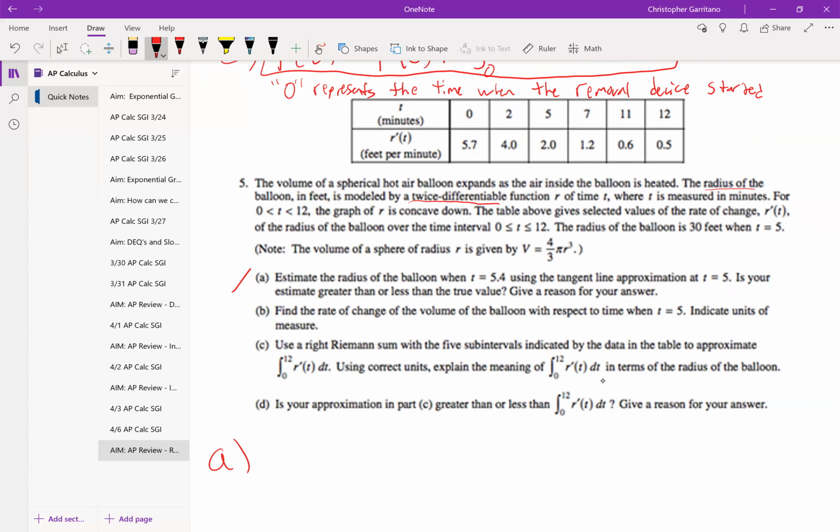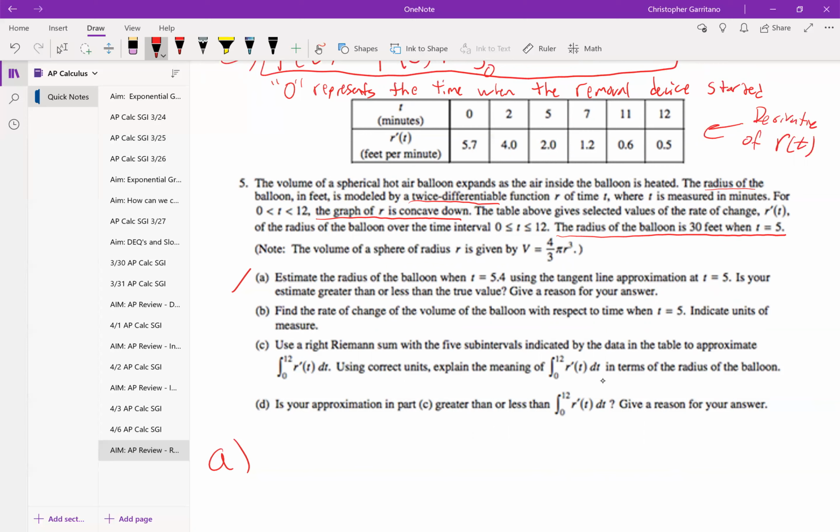We are given, I want you to notice, this is the derivative of the radius function. Okay, we're not given the radius function, we're given the derivative of the radius function. We're also told that the graph of R is concave down. So we have points of R prime, but we're told that the graph of R is concave down. And they also tell us that the radius of the balloon is 30 feet when t equals 5. Okay, this is all vital information for part A even. All of this information will come into play in part A.